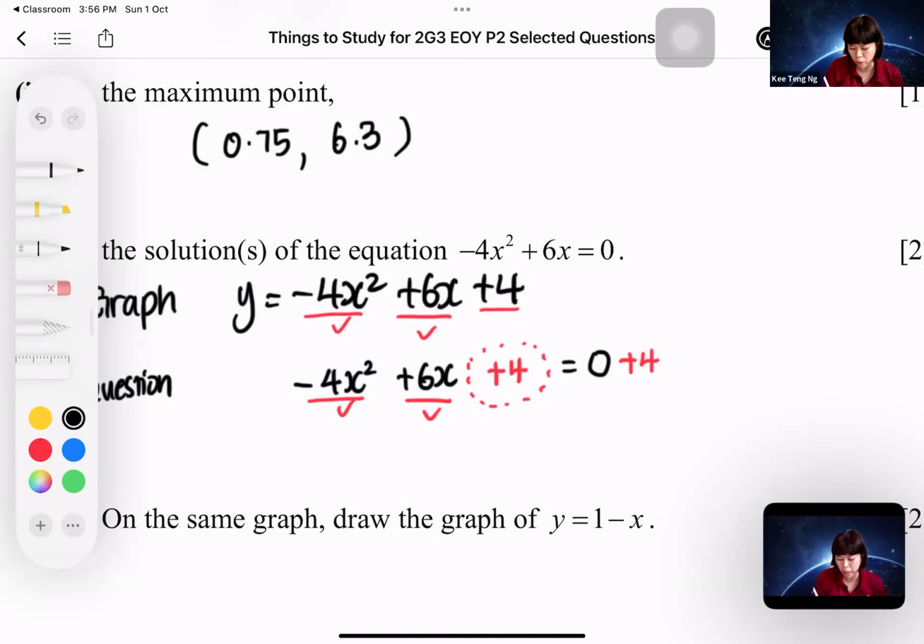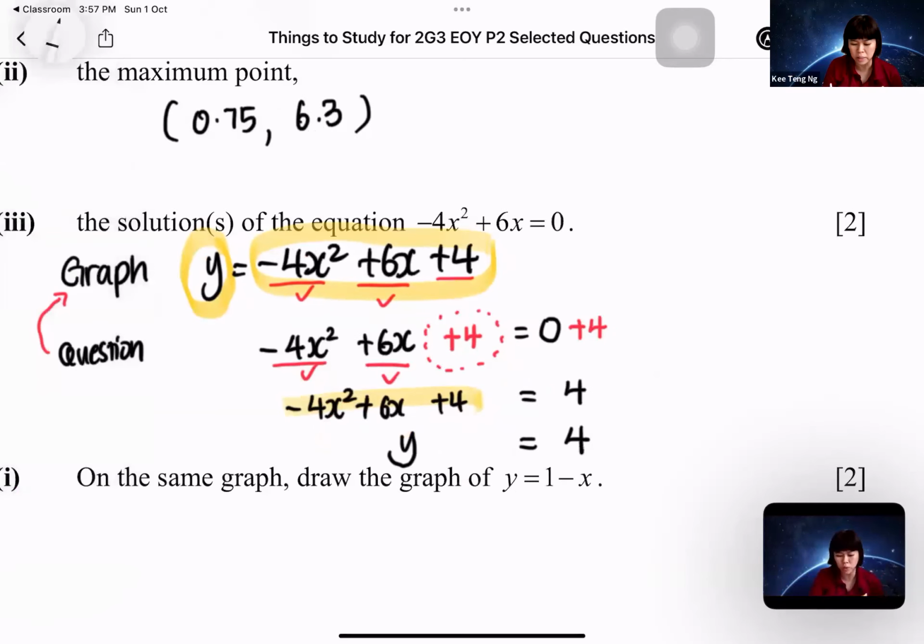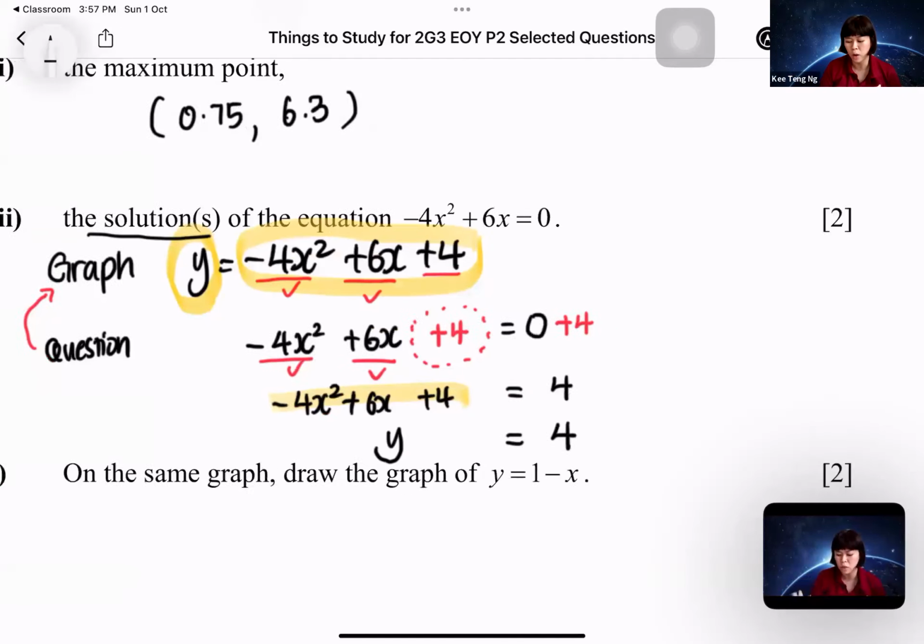My question now becomes negative 4x squared plus 6x plus 4 equals 4, since 0 plus 4 is 4. And notice that the whole thing here is replaced by the letter y, so y equals the number 4. They want to find the solutions. So what do we need to do?